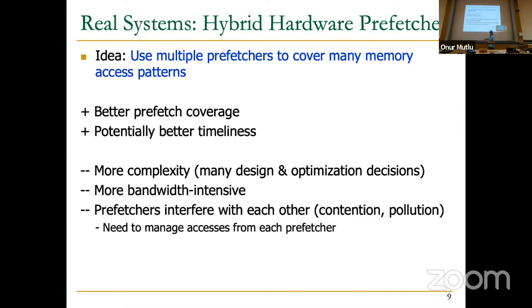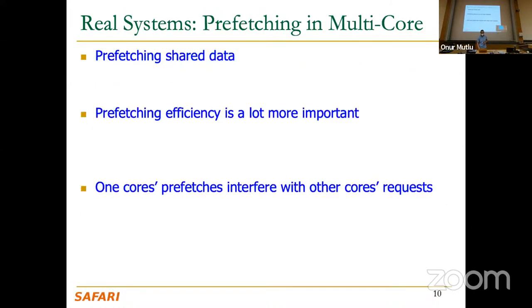They start stepping on each other's toes, basically, by sending requests that delay each other's requests, right? Basically, they contend with each other for memory bandwidth, cache space, etc. So you need to really manage accesses from each prefetcher. And I think this is a fascinating topic also.